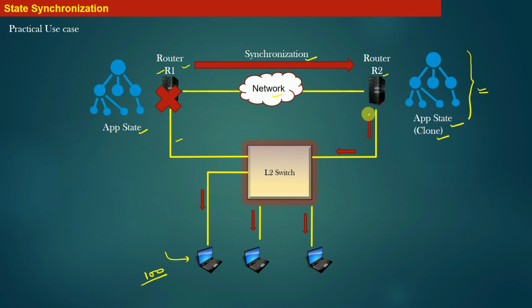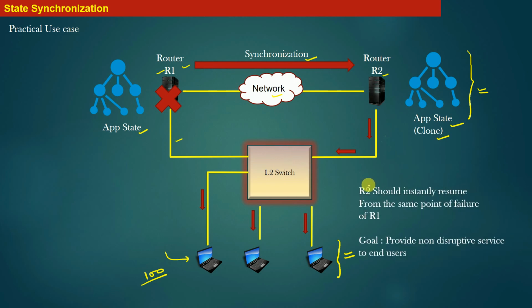So you can see that in this case, the redundant router R2 has taken the role of primary router and starts sending the traffic, right? So you can see that the end users will continue to receive the traffic, or in other words, the end users will continue to receive the service from the router R2. So the end goal of this entire state synchronization is that the redundant router R2 should instantly resume from the same point of failure of R1, right?